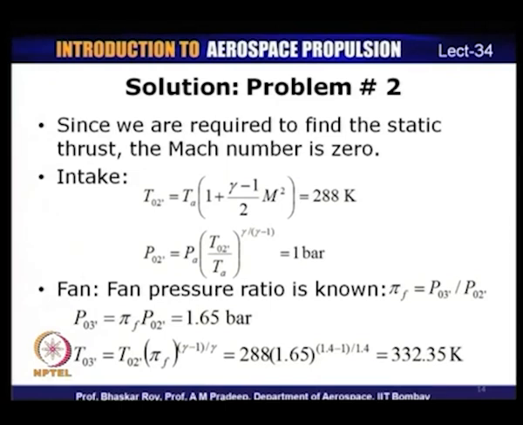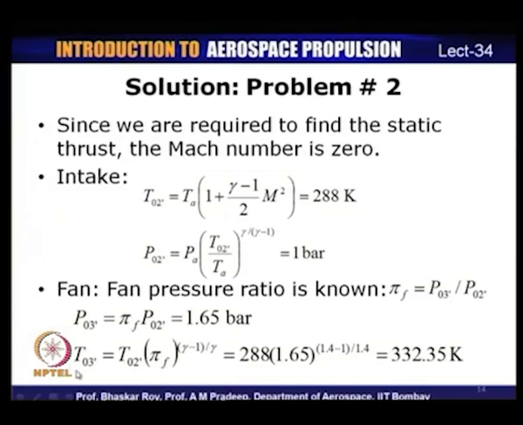Now, the first component that we will take up for analysis is the fan after the intake, and in the case of fan, the pressure ratio is fixed, it is known to us, that is 1.65. Therefore, P 03 prime, which is the fan exit stagnation pressure, is equal to the pressure ratio, that is pi f multiplied by P 02 prime, which is 1 bar, and therefore, fan exit stagnation pressure is 1.65 bar.